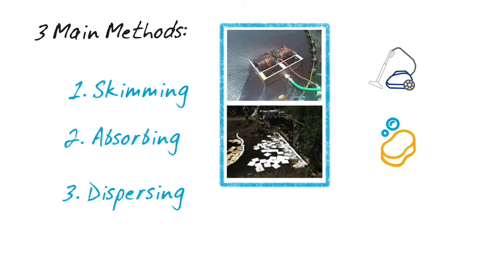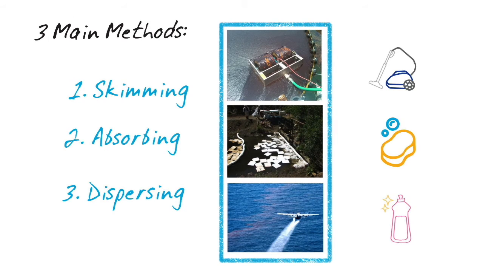Number 3, dispersing. Eventually, wind and waves will mix the oil with the water, and it will form tiny droplets that will evaporate or can be eaten by microbes. Depending on the type of oil that is spilled, chemicals called dispersants, kind of like dish detergent, are sprayed on the spill to help speed up the formation of these oil droplets.